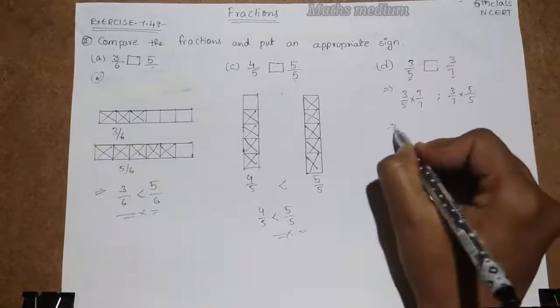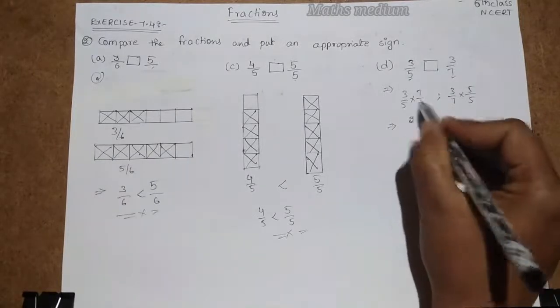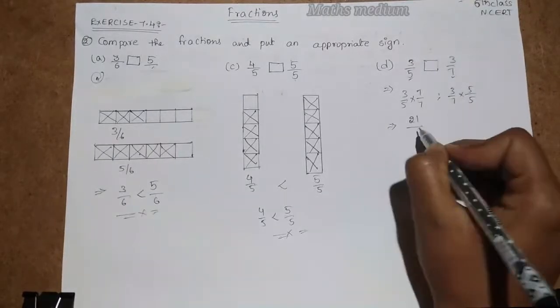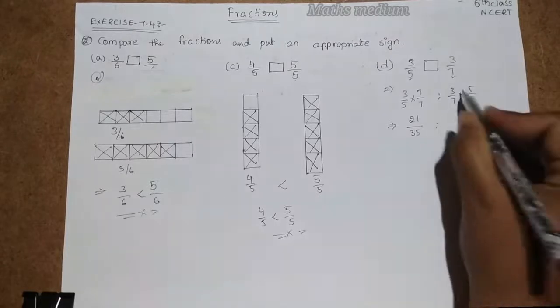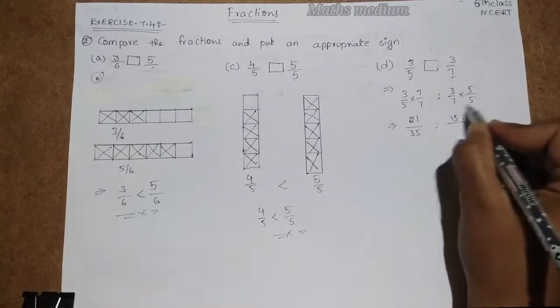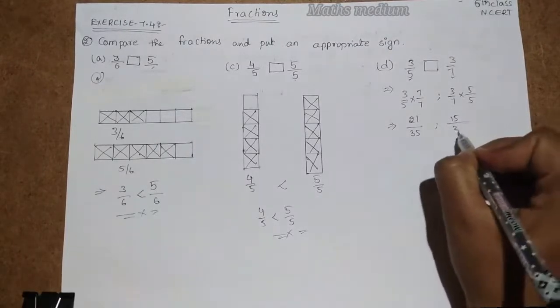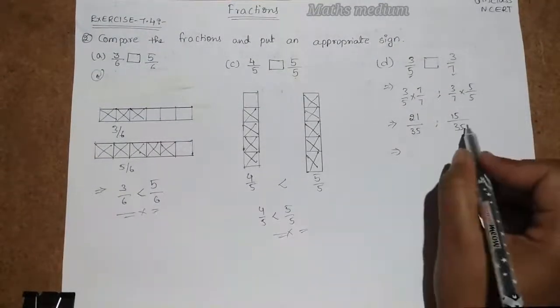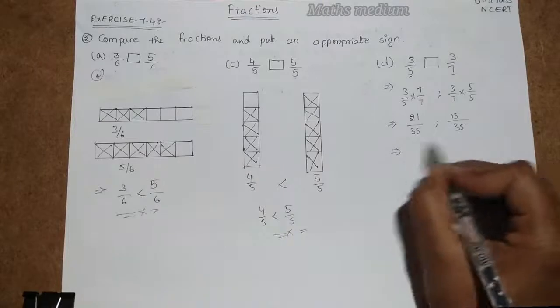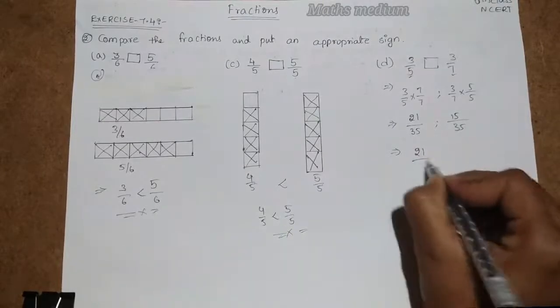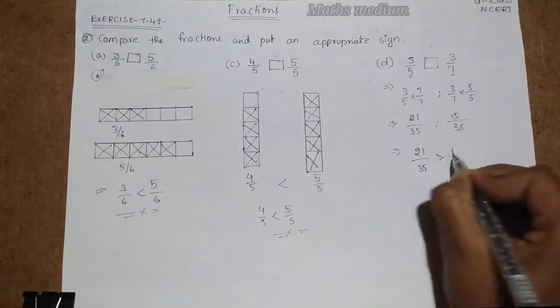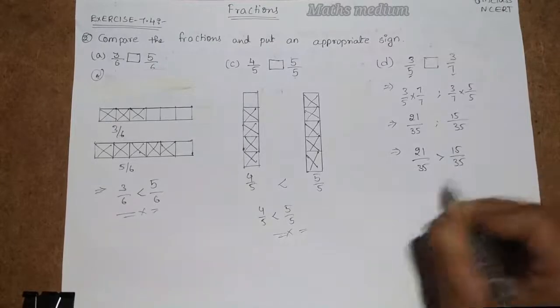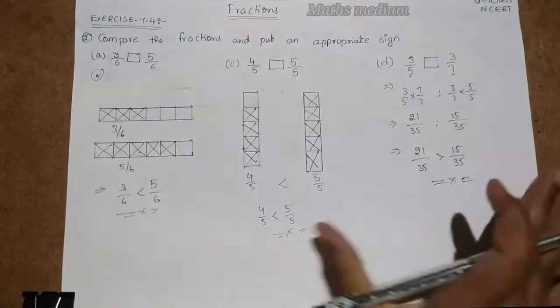This is your option also. So 3 7s are 21, 5 7s are 35. This is also 5 3s are 15 and 7 5s are 35. Obviously, we can compare numerators because the denominators are same. So, 21 by 35 is greater than 15 by 35. So, this is the answer for this question.